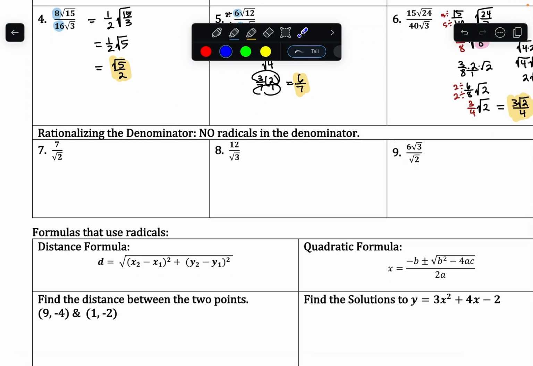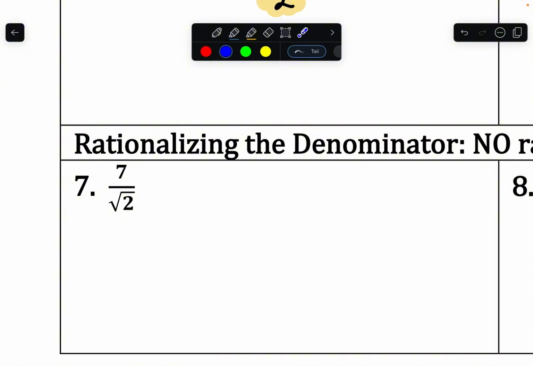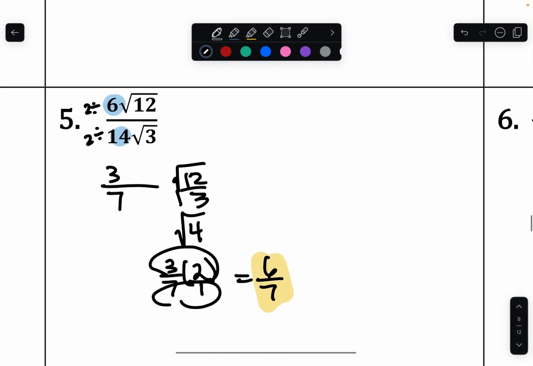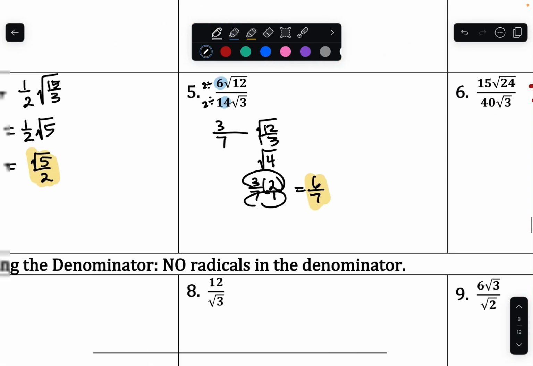Okay, this next set of examples, we are doing something called rationalizing the denominator, meaning we don't want any square roots in the denominator. So for this first example, I have a square root of 2. And so the trick is you just multiply the denominator by itself. Okay, whatever you do to the denominator, you have to do to the numerator. You can't just change the bottom. And so you multiply both the top and bottom by square root of 2.